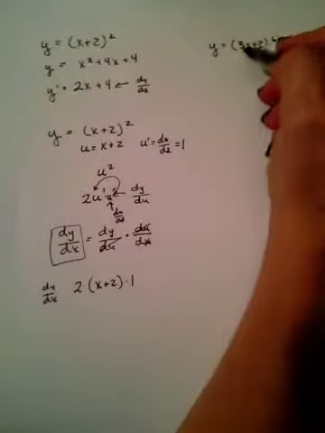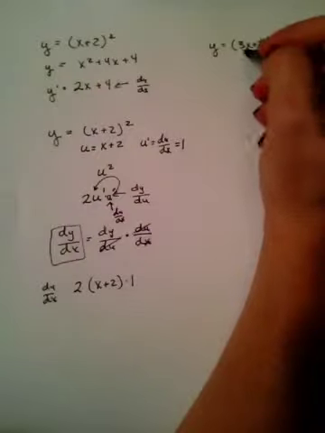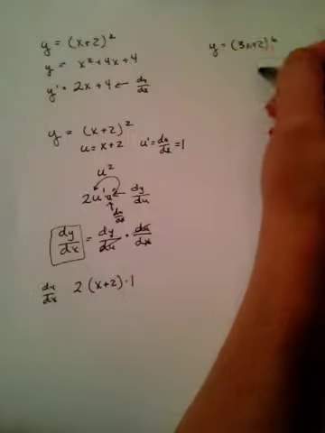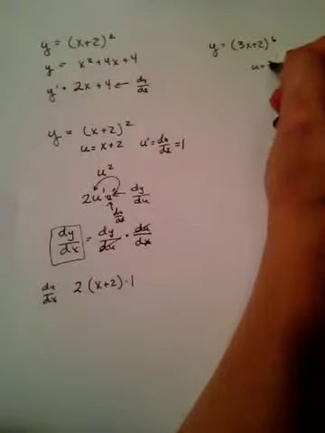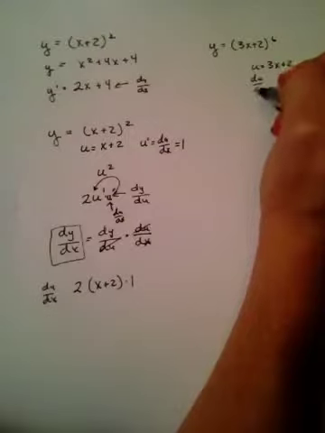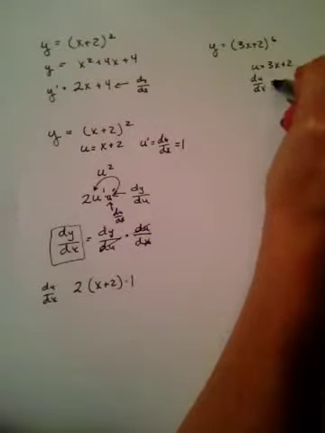So working from start to finish here, the first thing I'm going to do is identify what is my u. And it's usually found inside the parentheses. So I'm going to say u equals 3x plus 2. I'm going to right away figure out what my du dx is, my u prime. And that is a 3.